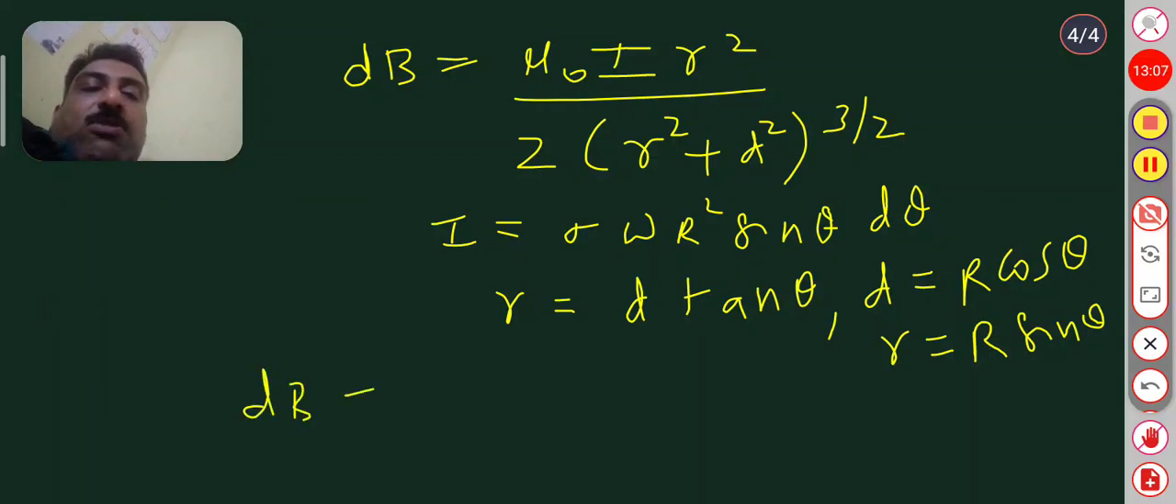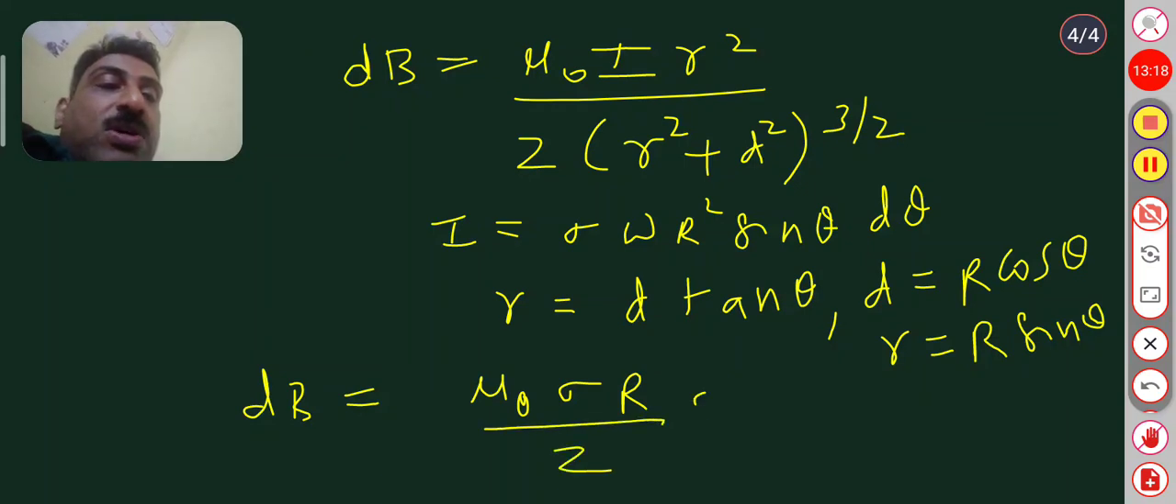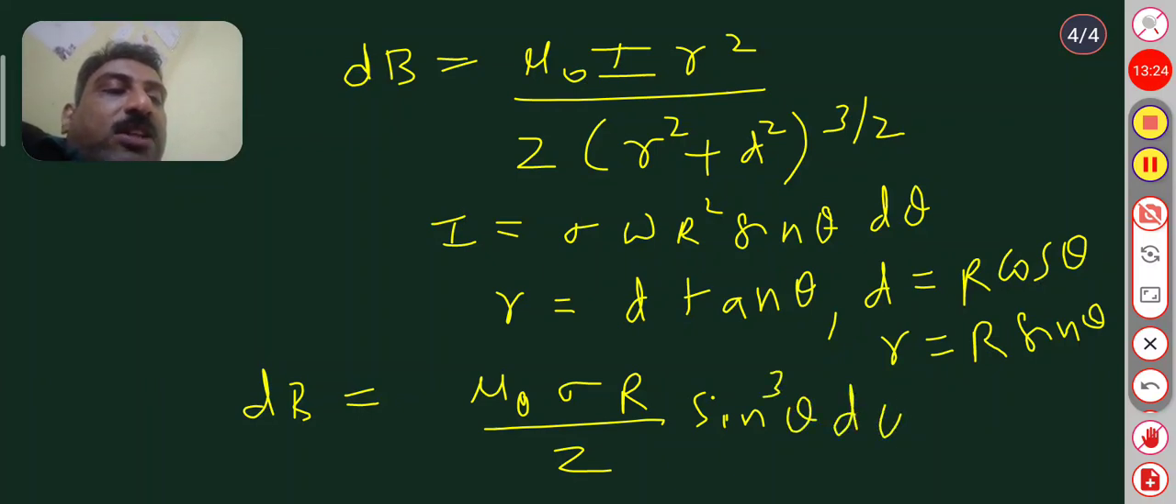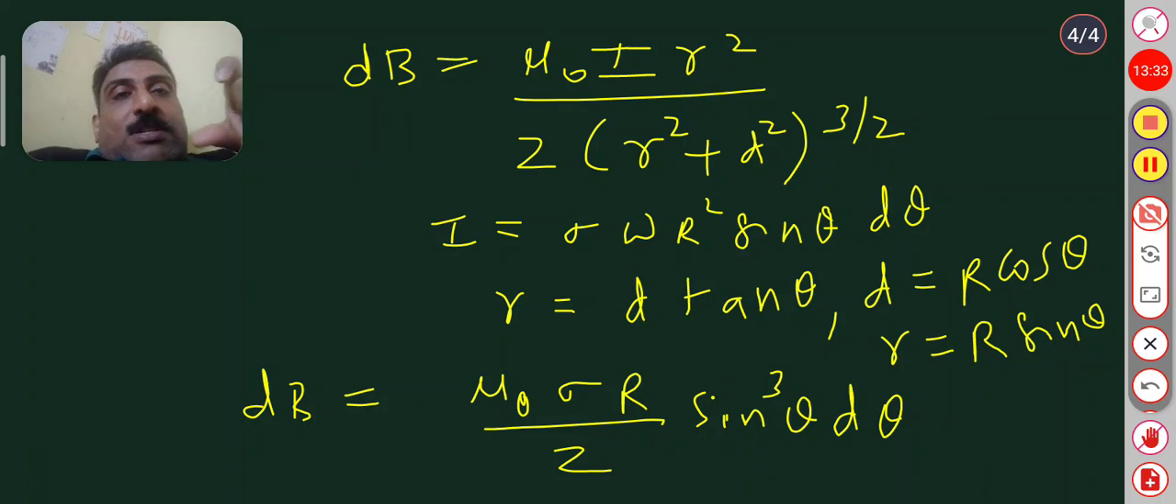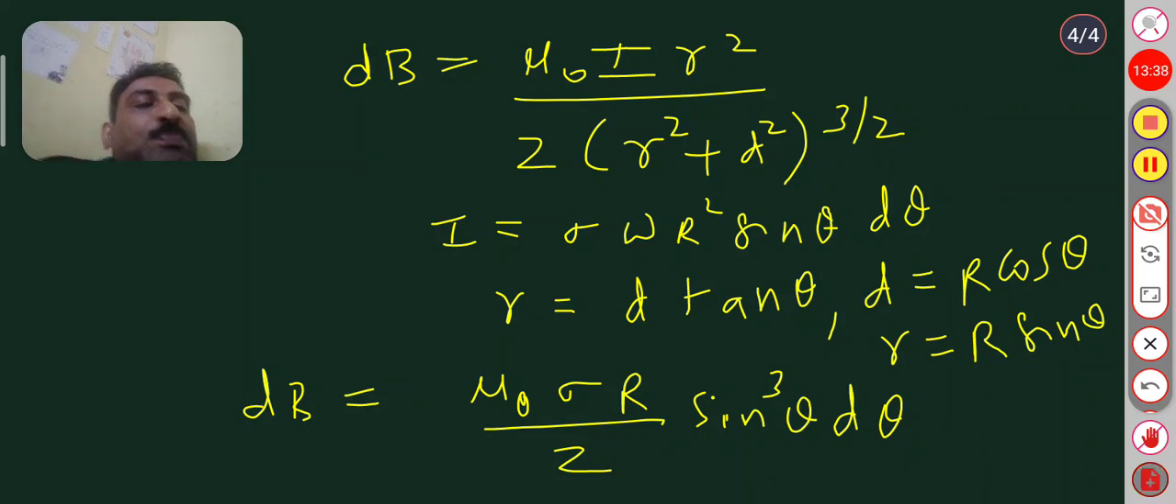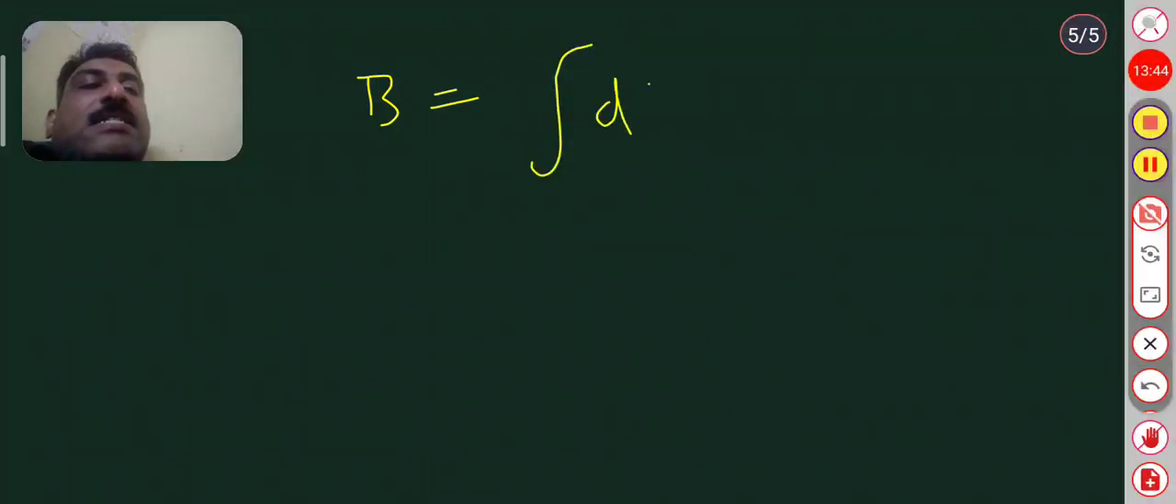Finally, the magnetic field comes out to be how much? It comes out to be mu naught sigma r divided by 2 into sine cube theta d theta. This is what you get when you substitute all these values and solve, the magnetic field due to the small ring at the center of the sphere. So in order to find the total magnetic field, you just have to integrate the magnetic field of the small element from 0 to pi.